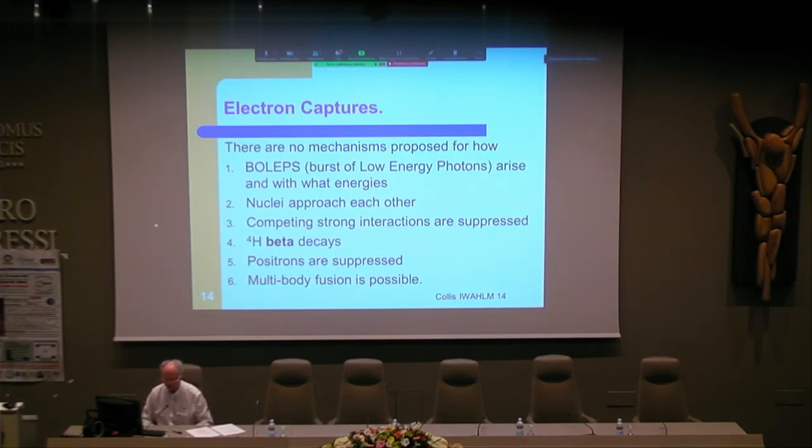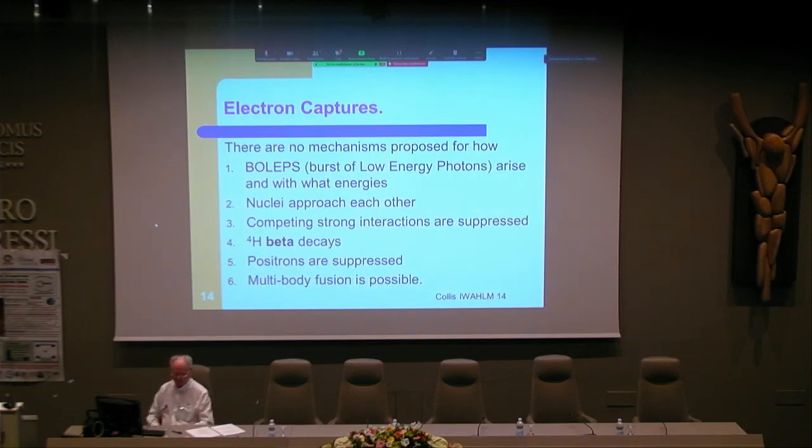Then Ed tries to get around the difficulty of electron capture, because it would produce radioactivity, by invoking boleps, which are the so-called bursts of low-energy photons. But there's no model which actually explains how you get boleps. He's suggesting there might be thousands, perhaps tens of thousands of gamma-ray photons coming off at such low energies they don't escape the apparatus. Again, it's just an ad hoc solution. He suggests that the hydrogen-4 beta decays, and you would expect Cherenkov radiation for that, which again is not observed. I do recommend, if you're doing any electrolysis, that you go into your laboratory at night to see if you can see any Cherenkov radiation. The naked eye will detect it. You don't need any particular apparatus.